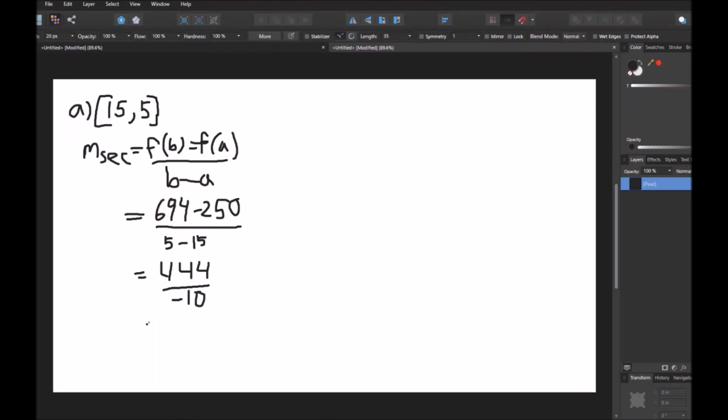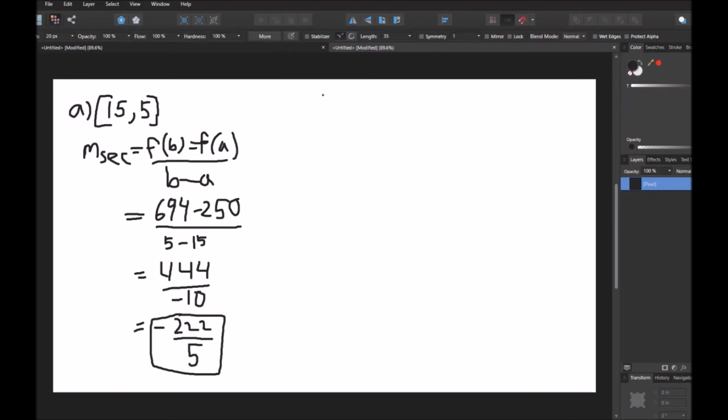So this is pretty much as simplified as you can get it, or I guess you could divide both the numerator and the denominator by 2. So 444 divided by 2 is going to be 222. So we're going to have negative 222, and then 10 divided by 2 is 5. So negative 222 over 5. And this number does make sense for the average rate of change, because if you think about it, we're basically going backwards on a graph, so it's going to be negative.